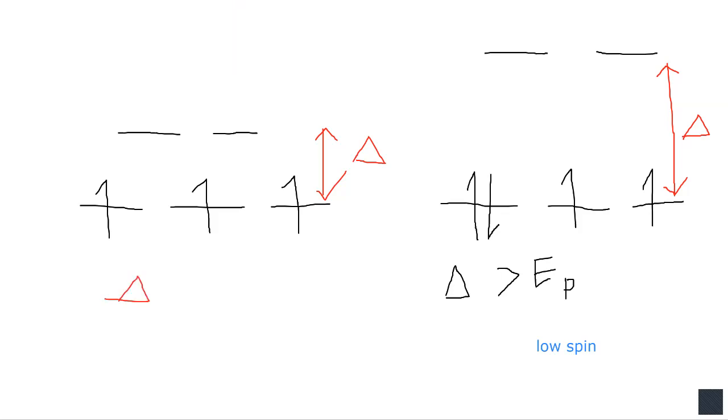So if the splitting energy is smaller than electron pair, the extra electron will now go to the higher level. This we call as high spin. So we have high spin, low spin. High spin, if the splitting energy is lower than an electron pair energy, and for low spin, where all the electrons are in the lower level, the splitting energy is higher than electron pair.